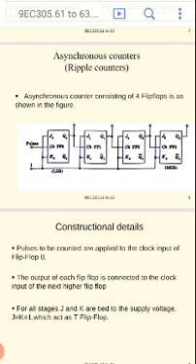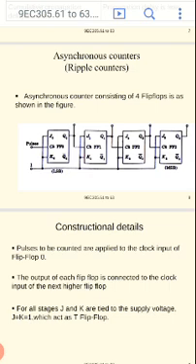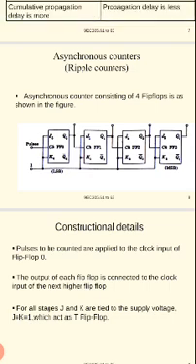The output of each flip flop is connected to the clock input of the next higher flip flop. For all stages, J and K are tied to the supply voltage, J equal to K equal to 1, which act as T flip flop.